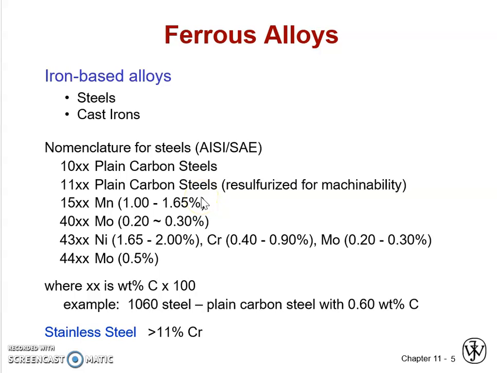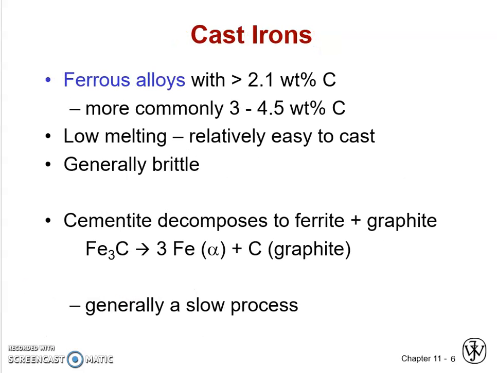They sulfurize it for easy machinability, easy to machine. And you can see how the steel is nomenclatured to classify one from the others. Okay, so next we go to cast iron.